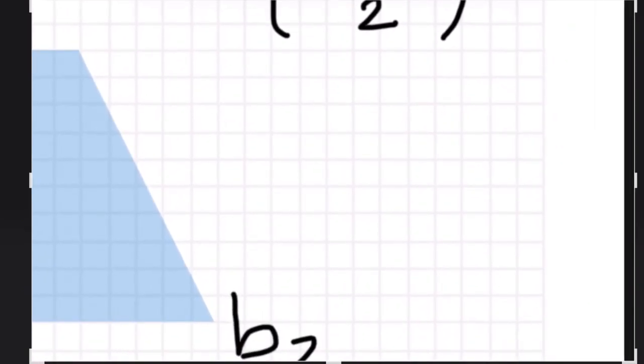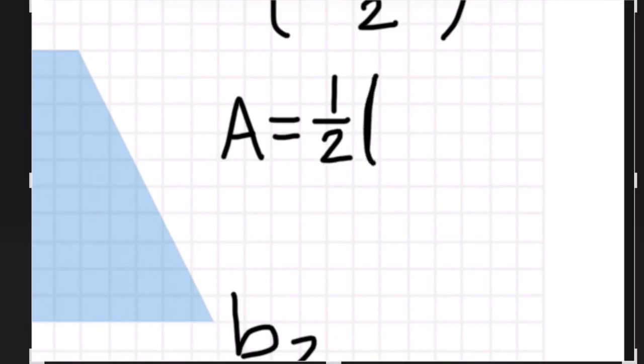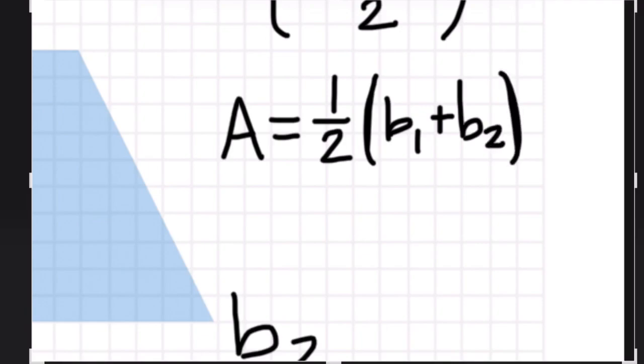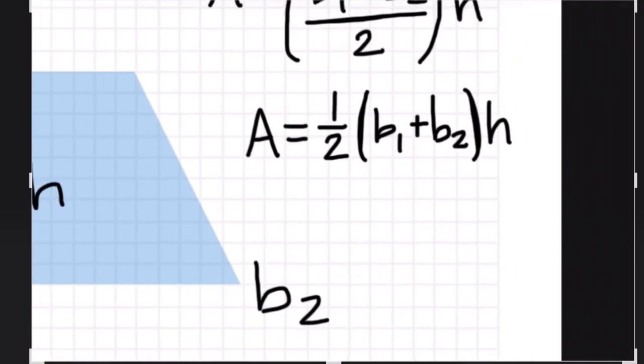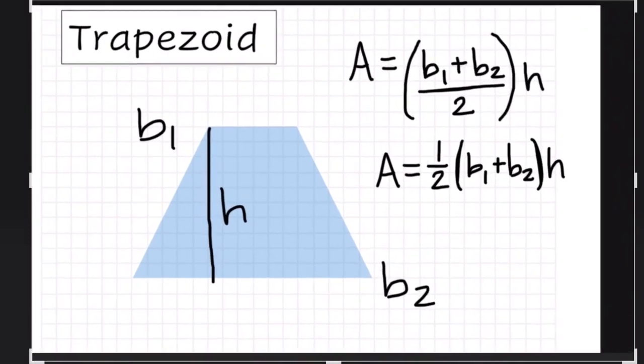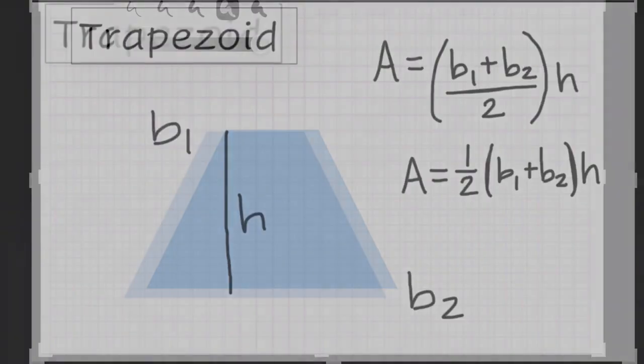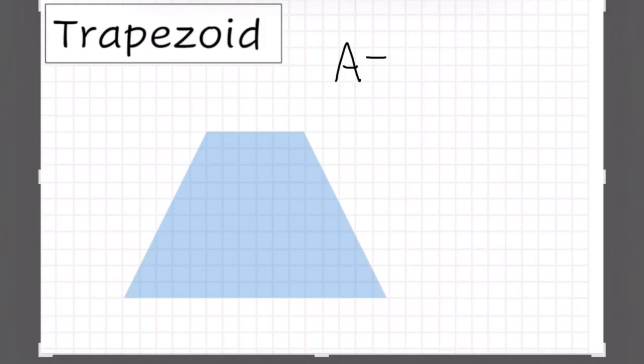Another way that you will see this formula written is 1/2 of base 1 plus base 2 times the height. It's the same thing. You're adding up the bases and you're dividing them by 2, or you're adding up the bases and finding half. Same math, just written different ways.